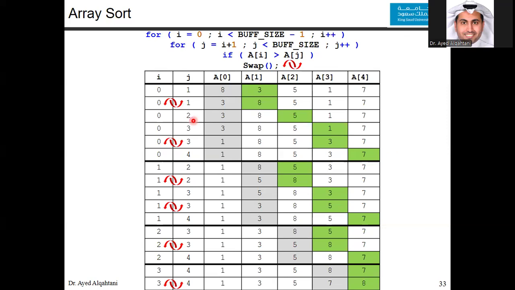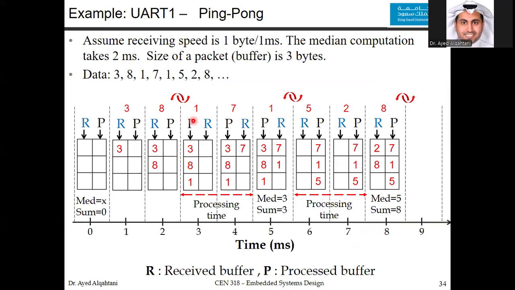Now, to describe the ping pong behavior, let's see this example. Assume your receiving speed is 1 byte per 1 millisecond. That's very slow, just for explaining the idea. The median computation, let's say it takes only 2 milliseconds. And the size of the packet is 3 bytes. Since it's 3 bytes and you are receiving 1 byte each 1 millisecond, for 3 bytes, you need 3 milliseconds. So to receive the batch that you need to calculate the median for, you need 3 milliseconds. And the processing is faster, which is only 2 milliseconds. That's the idea. And now the essential condition is satisfied.